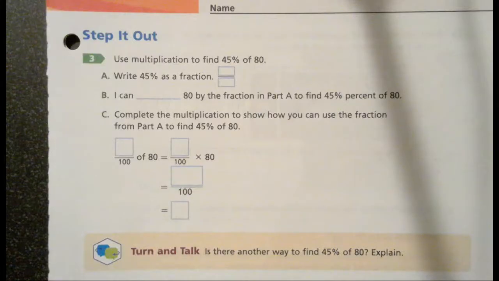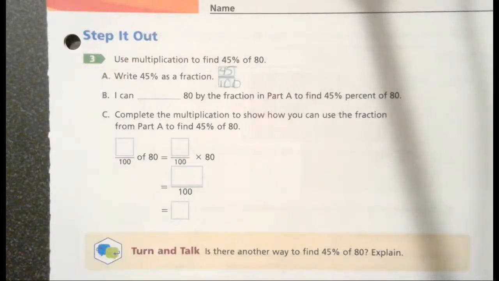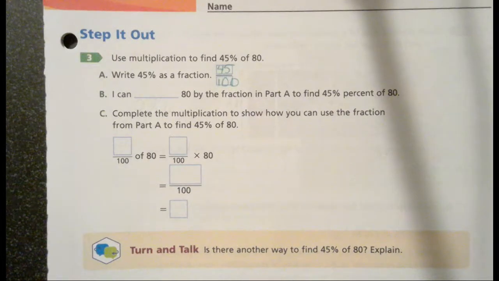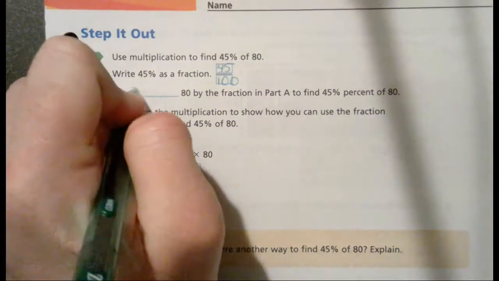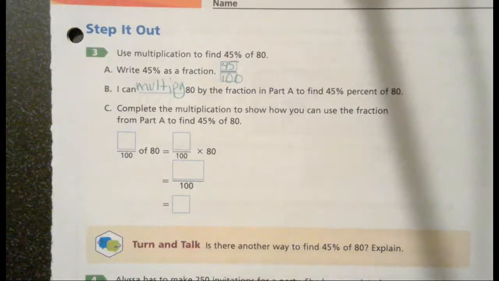Alright, go ahead and turn to page 215 and we'll start there at the top with Step It Out. Use multiplication to find 45% of 80. So the first thing we need to do is write 45% as a fraction. So that would be 45 over 100. I can multiply 80 by the fraction in part A to find 45% of 80. So I'm going to fill in this blank with multiply.